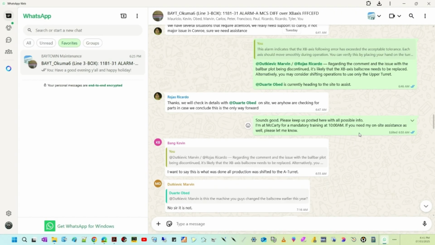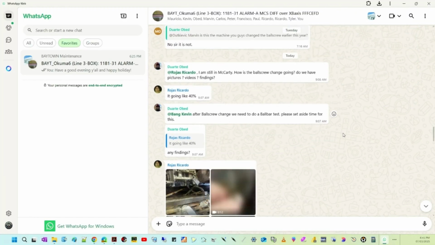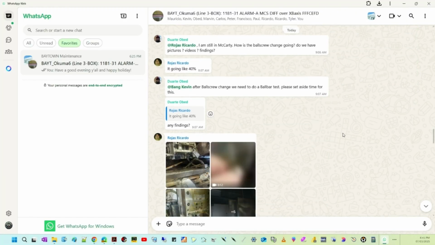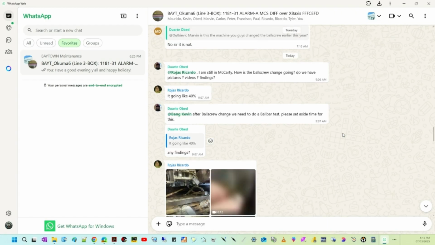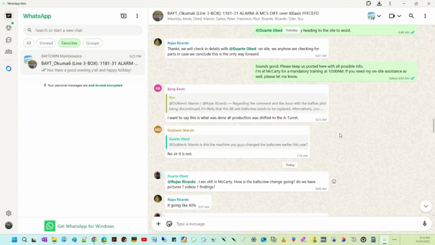So gathering all these early clues, the alarm, the Ballbar results showing poor squareness and backlash, the field test, the history, the team reached an initial, pretty strong conclusion. Which was? That it was looking very likely that the X-axis ball screw assembly needed to be replaced. That seemed to be the most probable culprit, fitting the symptoms. A major repair, replacing a ball screw.